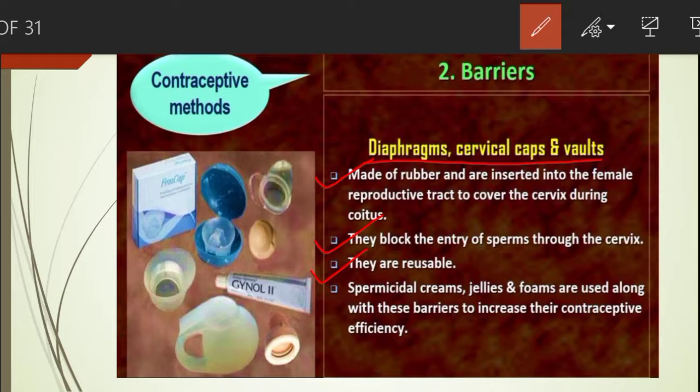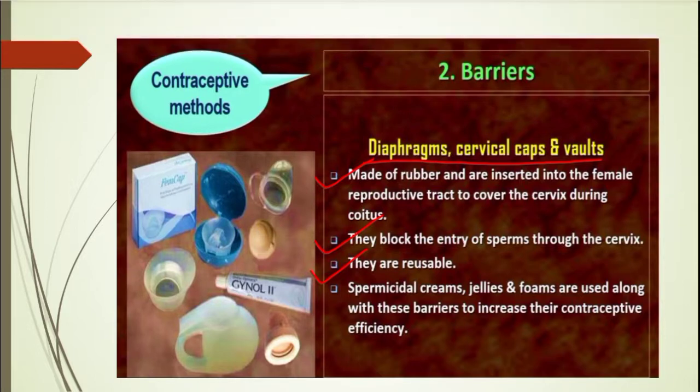Spermicides available in the form of creams, jellies and foams are usually used along with cervical caps, diaphragms and vaults to increase the contraceptive efficiency. These are applied at the surface of the vagina before intercourse. They contain spermicides that kill spermatozoa, such as lactic acid, citric acid, boric acid, zinc sulfate and potassium permanganate. This can be used by anyone who is not allergic to these spermicides.